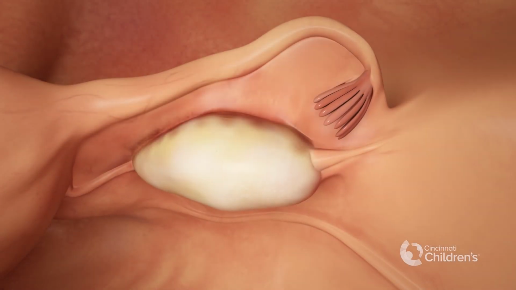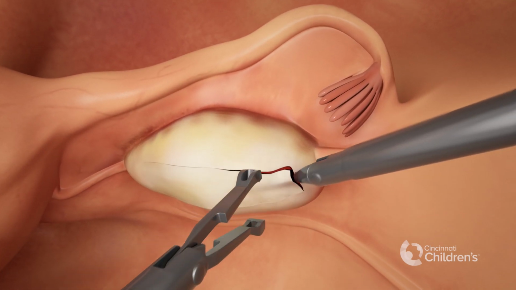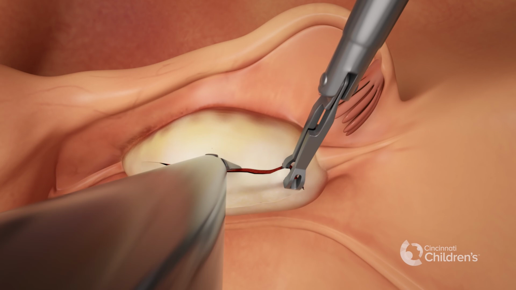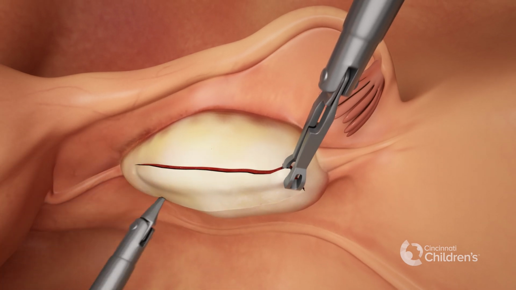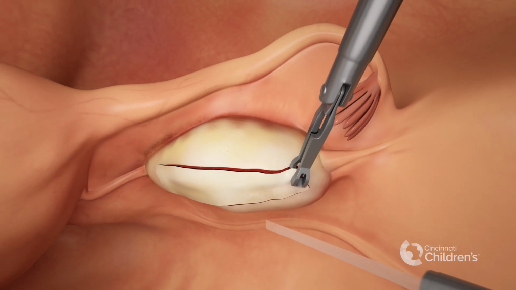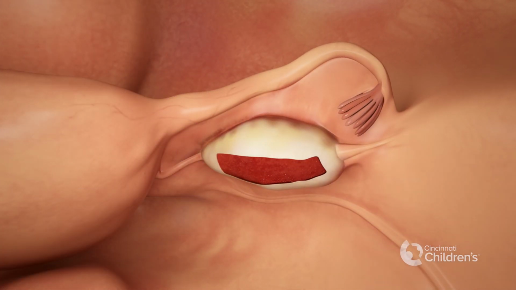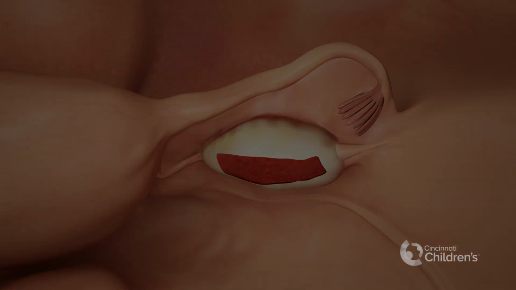If only a portion of the ovary is being preserved, then laparoscopic scissors are used to dissect the cortex from the rest of the ovary in strips. The tissue is then placed in a pouch and removed for processing. The surgeon confirms the surgical site is without bleeding and completes the surgery.